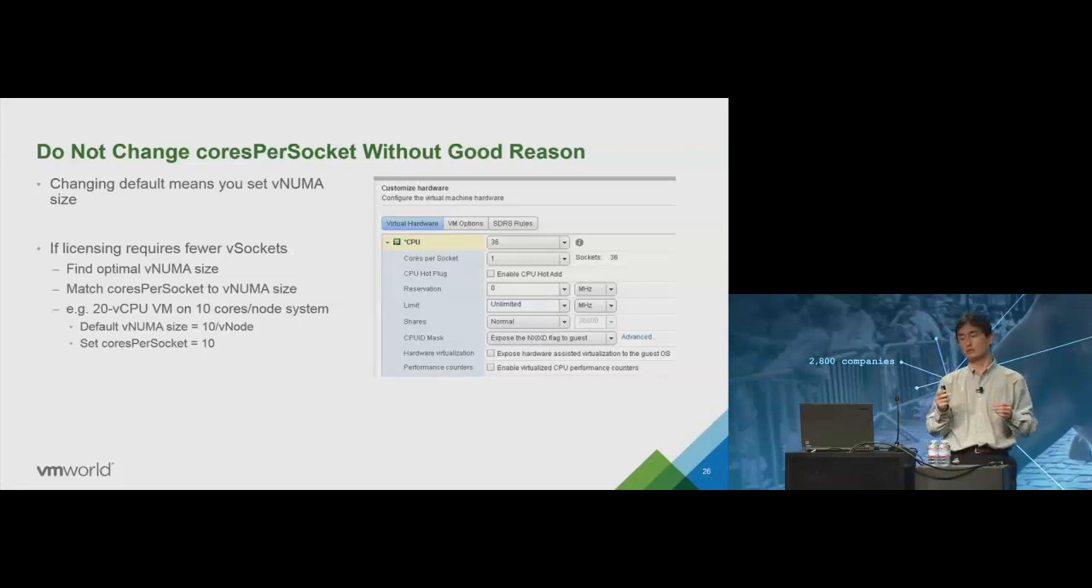But again, once you know the virtual NUMA size is 10, then just set the cores per socket value to 10. That will make one virtual socket per one virtual node, or vice versa. So in that case, you will only have 2 virtual sockets. Okay. Then you don't have to worry about different vNUMA size or changing vNUMA size.